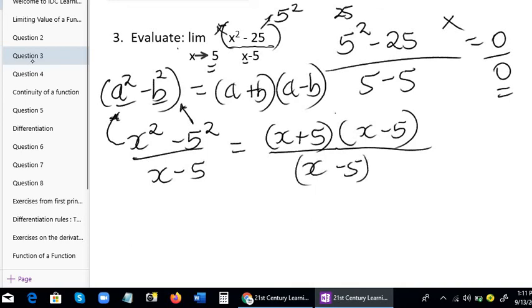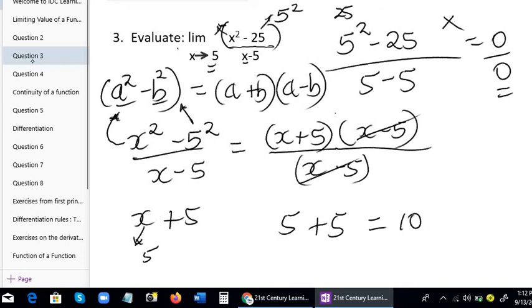Here the x minus 5 in the denominator cancels the x minus 5, and I'll be left with x plus 5. From the question, it says as x tends to 5, so I can substitute this x with 5 now. Replacing this x with 5 plus this other 5, my answer will be 10.